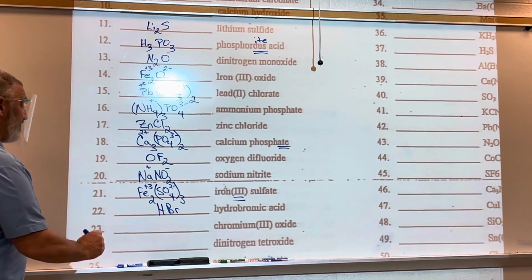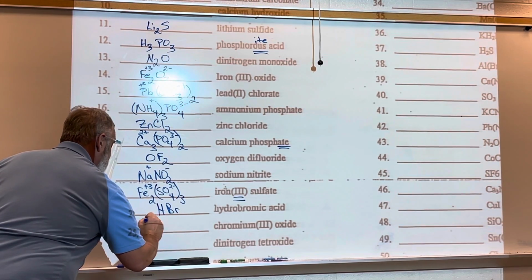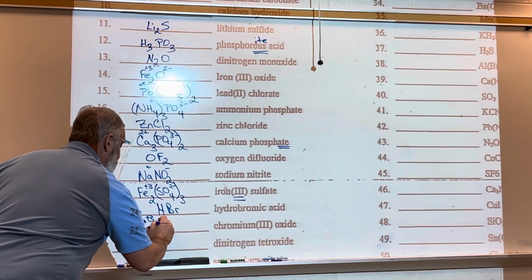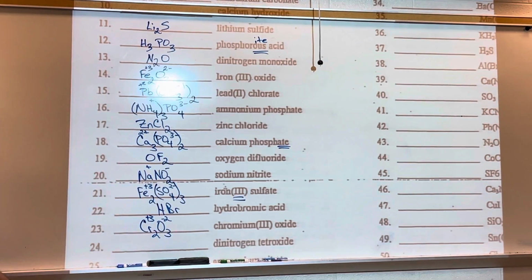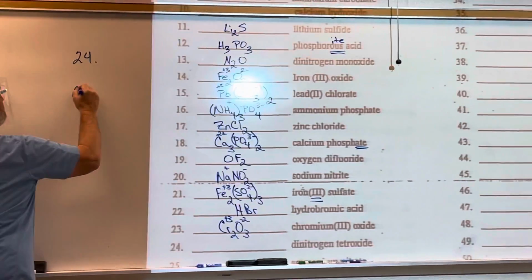Chromium 3 oxide. Chromium is Cr with a +3. Oxide is -2. So again, we just crisscross. Cr2O3. I'm just going to do 24 and 25 up here so you guys can see them.